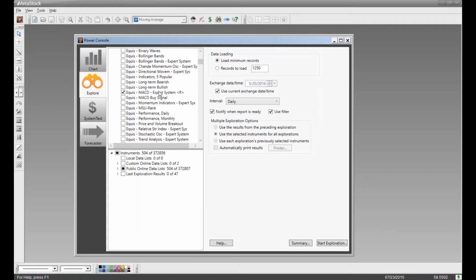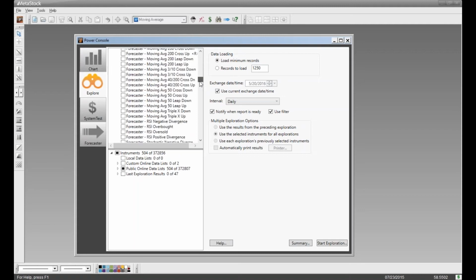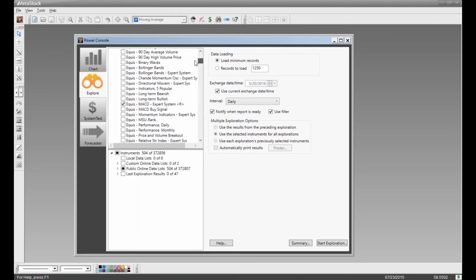So we actually have a MACD expert system that is built within MetaStock that will give you your buy and sell signals depending on where we're crossing over the moving average. This is one of the systems that we have in MetaStock. As you can see from the list, we have quite a few different systems. But let's focus on the MACD today, just for simplicity.